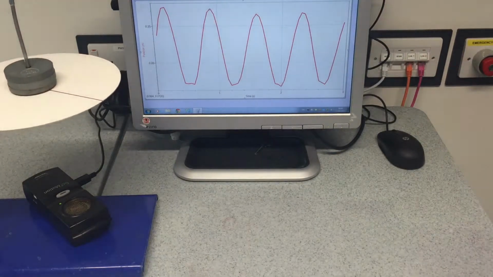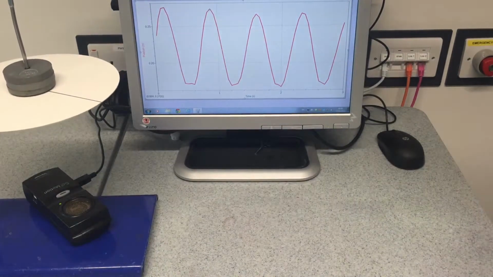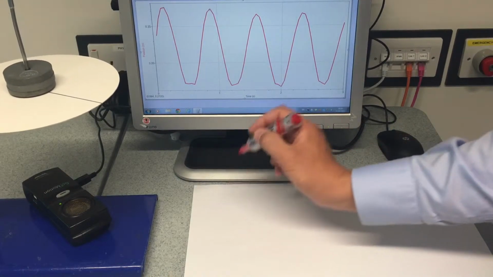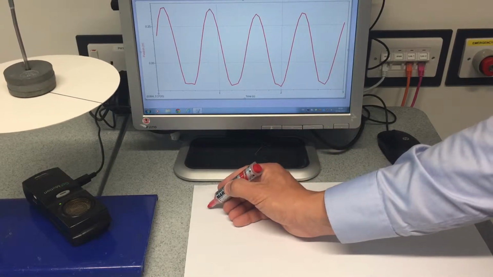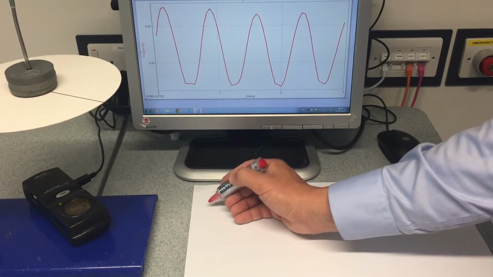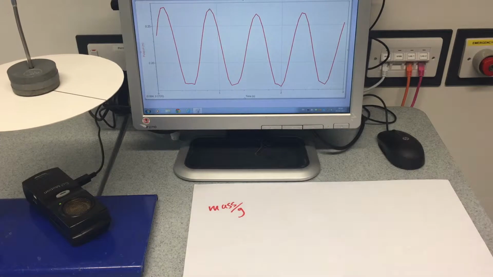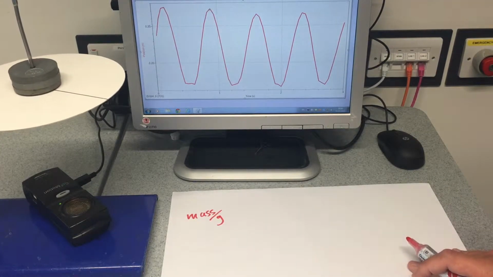So let's get a table of results. Everything that I change, my independent variable, should be on the left. So let's get down the mass in grams. Units are important. I'll then take the time period of the first peak.